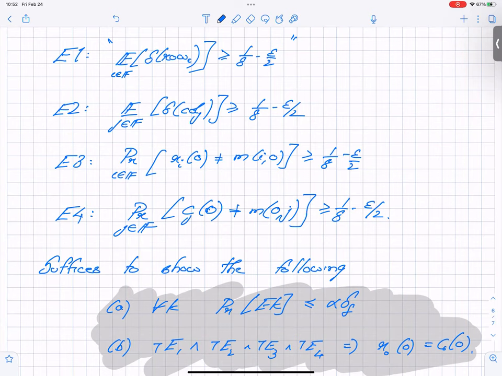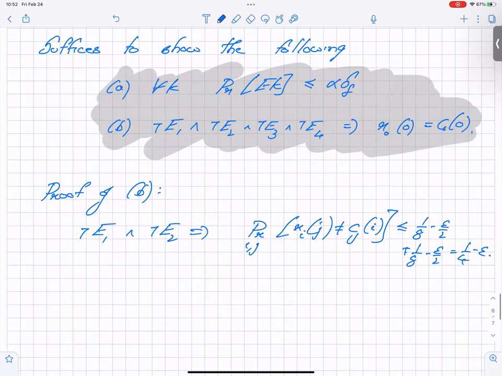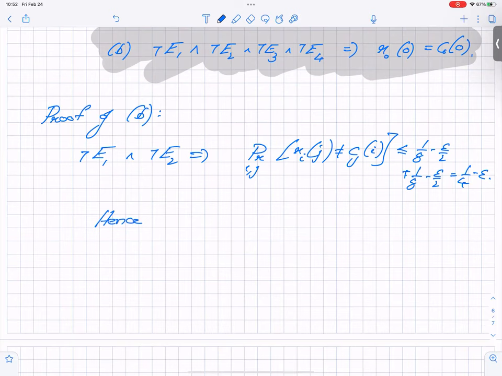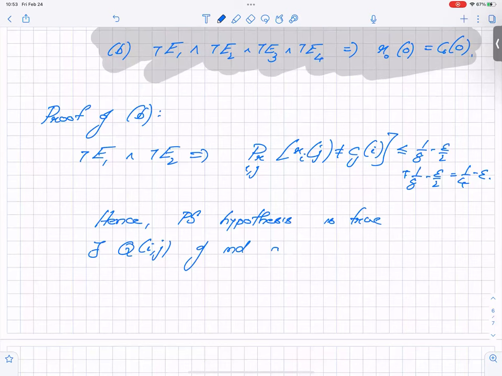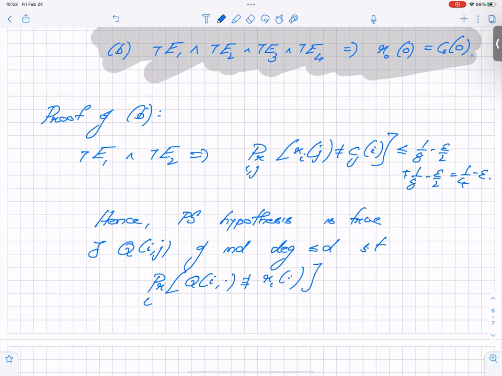So you have this. Therefore, the hypothesis for PS is satisfied, that is, hence the PS hypothesis is true. Therefore, there exists a bivariate polynomial Qij of individual degree at most D, such that the probability that Qi is not equal to Ri for a random choice of I is at most 1/4, and similarly for the column polynomials. Fair enough.